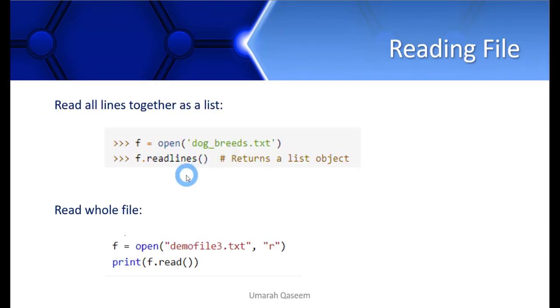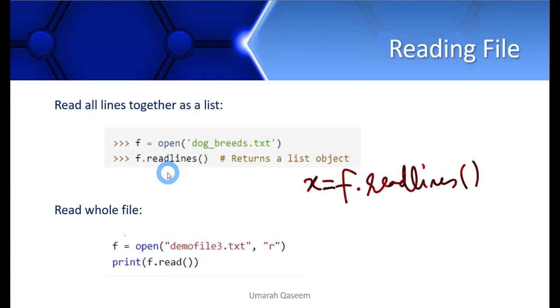If you want to read all the lines together as a list, you can use this particular function, f.readLines. It will give you a list object. And if you want to save it in a variable, you can also write x equals f.readLines. And this x object will be a list object. So all the lines in your text file will be present in this x object as a list.